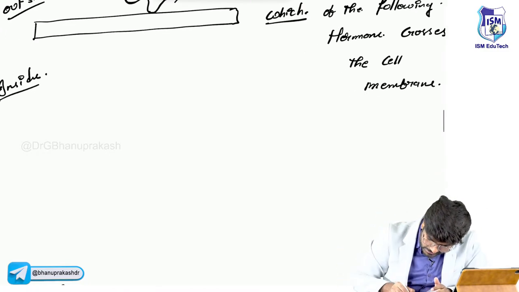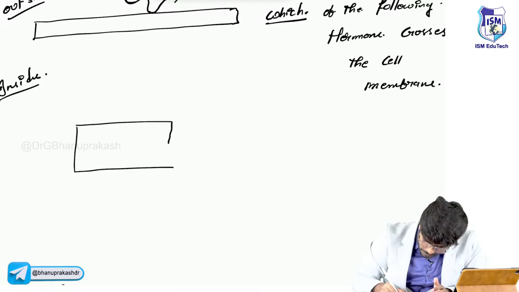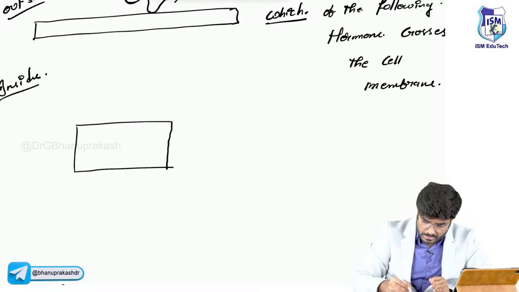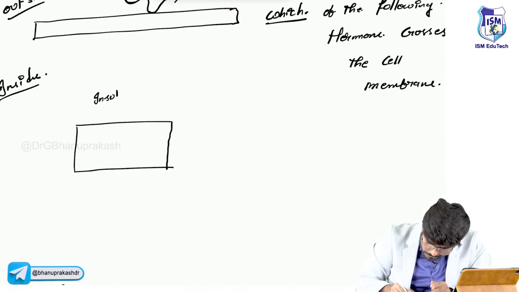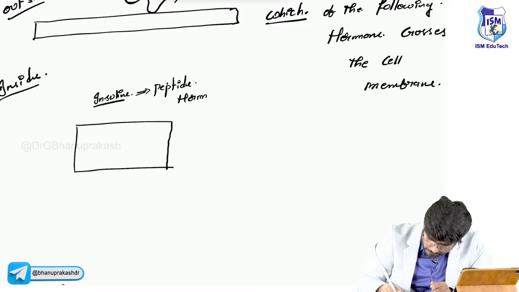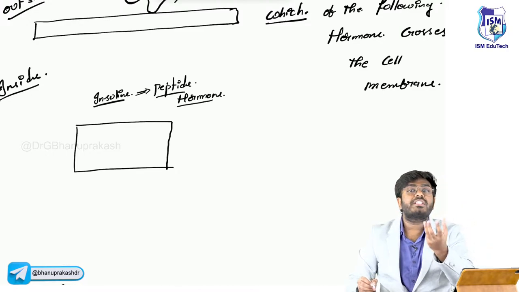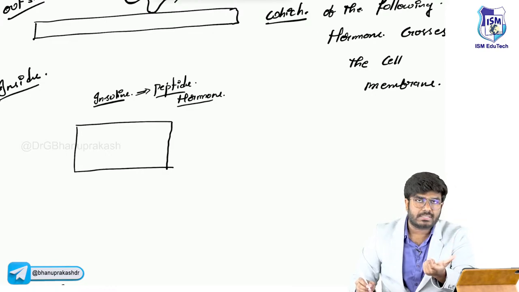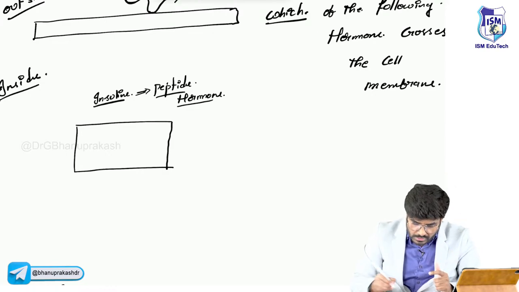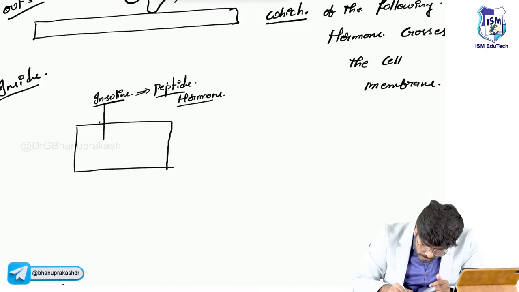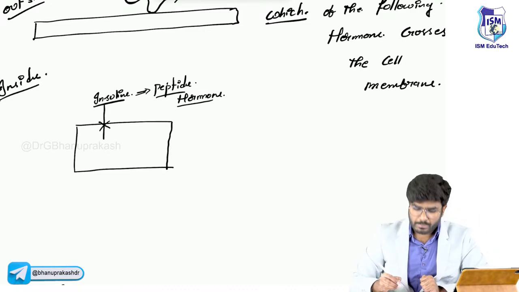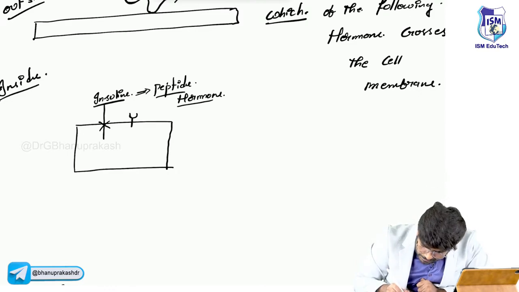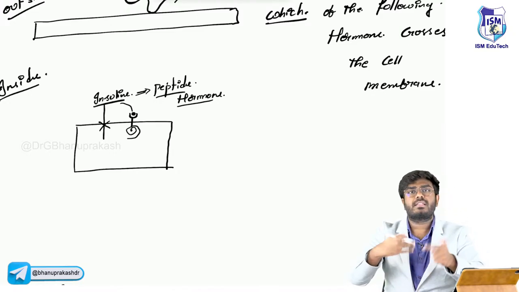Now, try to understand, guys. Imagine this is a cell. This is a cell membrane. Now, this is insulin. Remember, insulin is a peptide hormone. This insulin hormone is made up of peptides, like amino acids. So, it cannot enter into the cell. Do you know what happens? This insulin hormone is going to act on a receptor. Insulin will come, act on its receptor, and certain biological changes will occur in the cell.